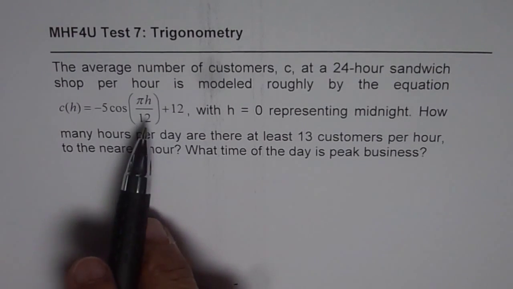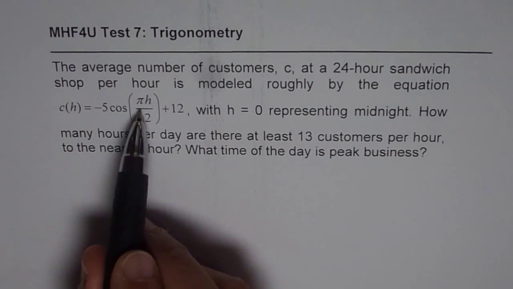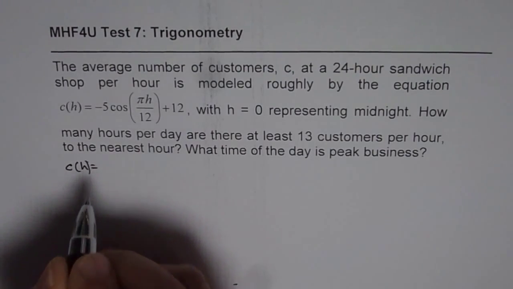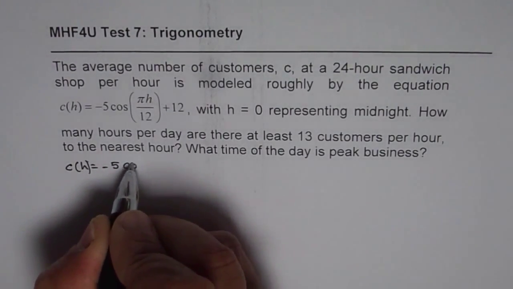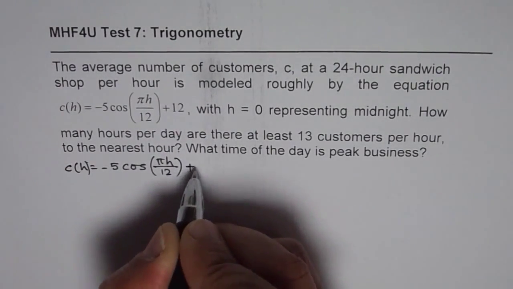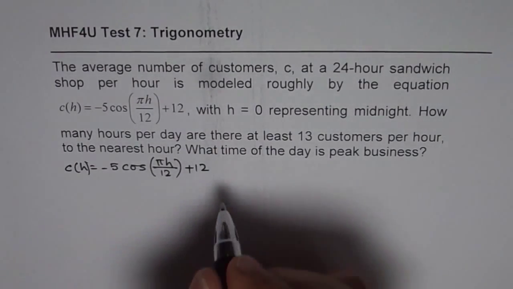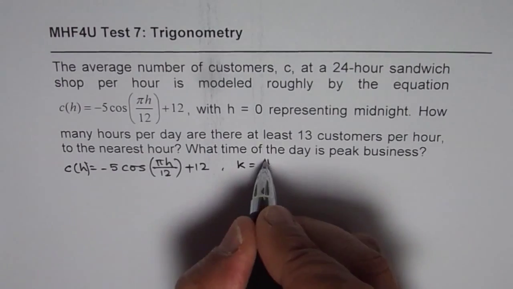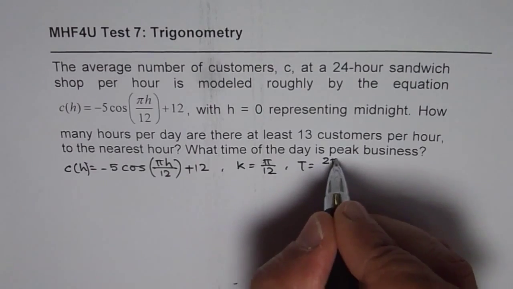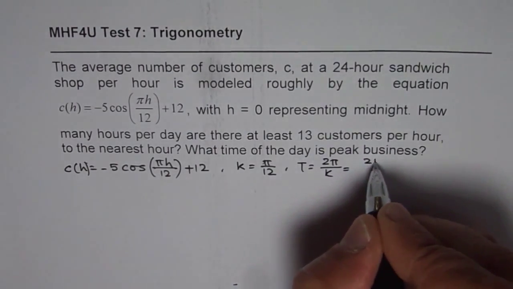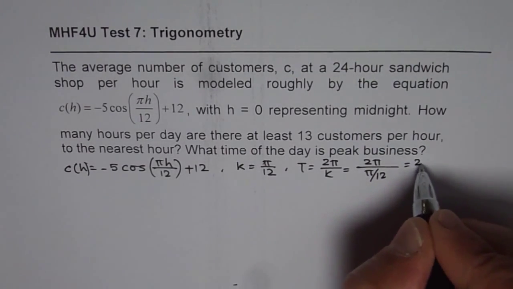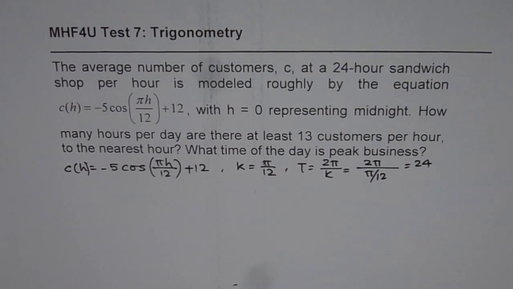Now looking into the equation, let me just write the equation first. C of H equals minus 5 cos pi H over 12 plus 12, right? So from the equation, we know K equals pi over 12. That means the time period T should be equal to 2 pi by K, which is 2 pi by pi by 12, that is 24. So 24 is the time period.